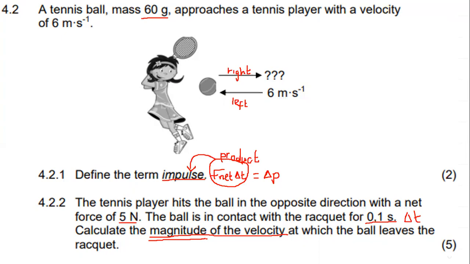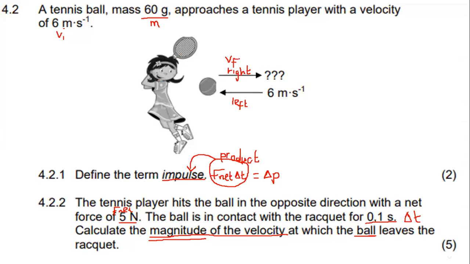Now, I want you to check what you have. We've been given the value for delta T. Then we've been given the net force, F net. Again, we want the magnitude of the velocity at which the ball leaves, and with the ball, we've been given the mass of the ball. It was approaching the tennis player with a velocity of 6 meters per second. So we've been given the value for VI, because this is the velocity before the collision. And we are asked to calculate the magnitude of the velocity at which the ball leaves the racket, going in the opposite direction, which is VF.